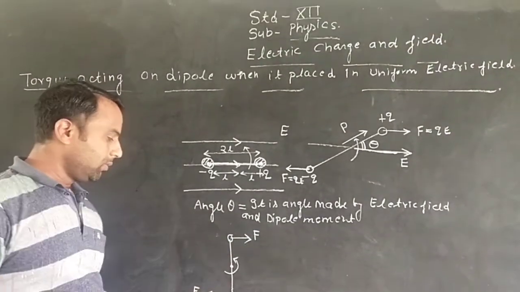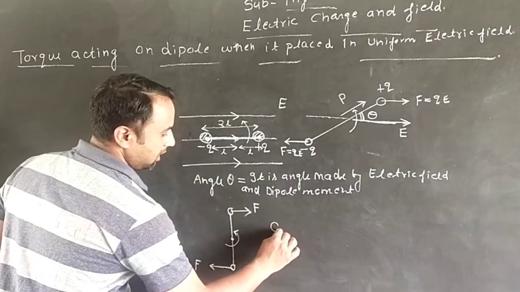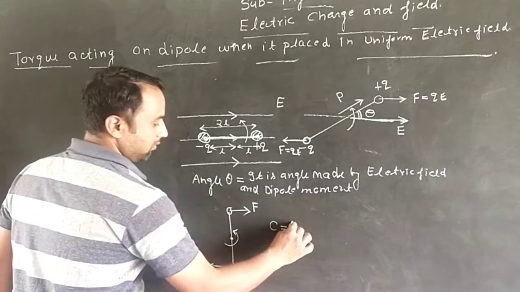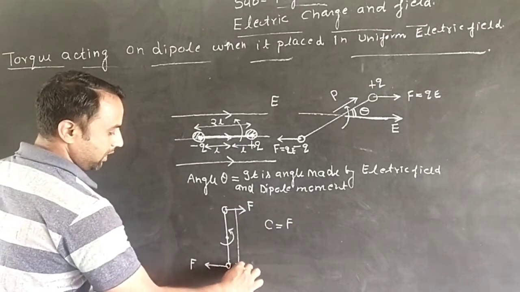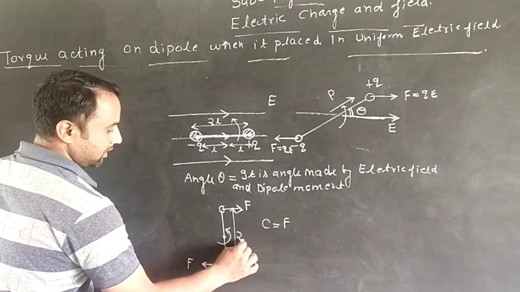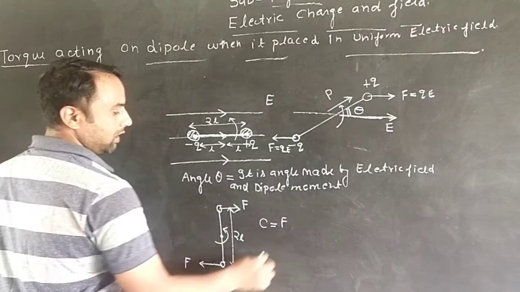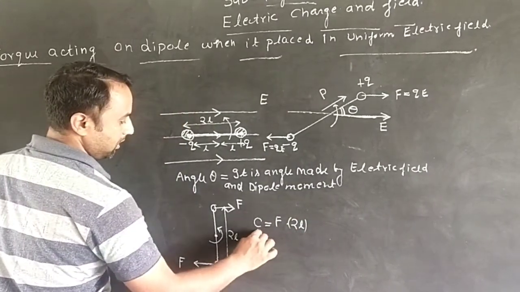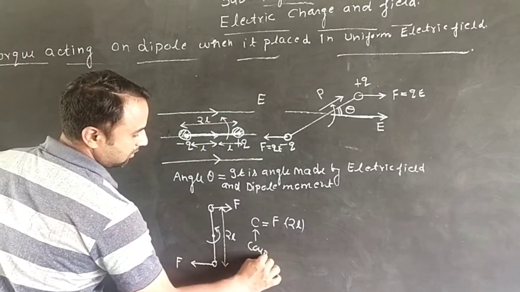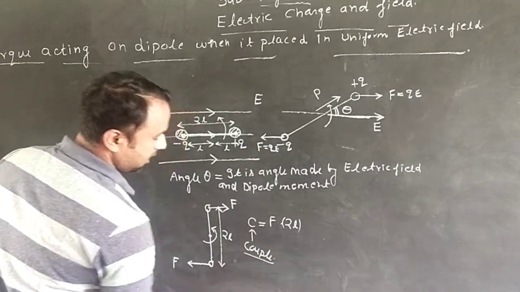And here we see this is the formation of a couple. What is the value of the couple? The value of the couple C is equal to the magnitude of one of the forces into the distance between the two parallel forces. This distance is supposed to be 2L, so force multiplied by 2L. This is the formation of a couple.